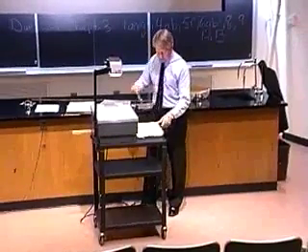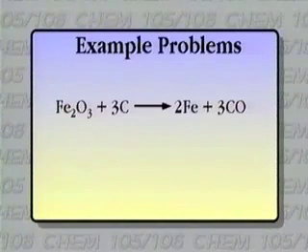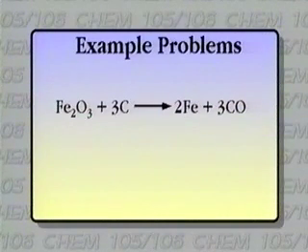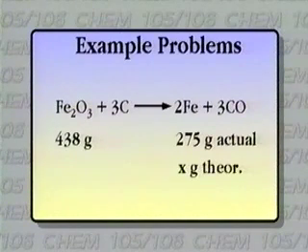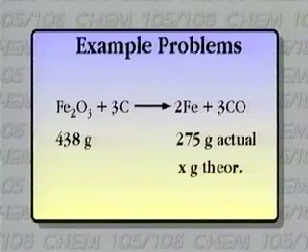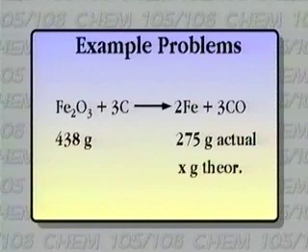Let's look at an example here in the book. And this example gives us a reaction of Fe2O3 reacting with carbon to produce iron and carbon monoxide. And the question is, what is the percent yield if a 438 gram sample of this produced 275 grams of this? So this is what we actually obtained. The question is, what should we theoretically obtain? And once we calculate the theoretical, we can, of course, calculate the percent yield.